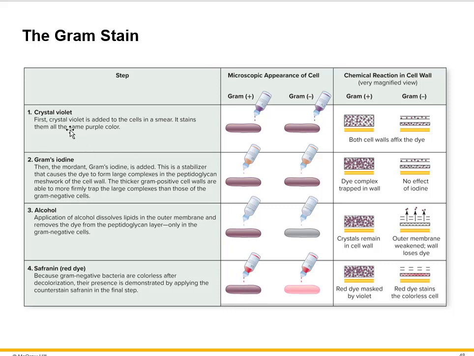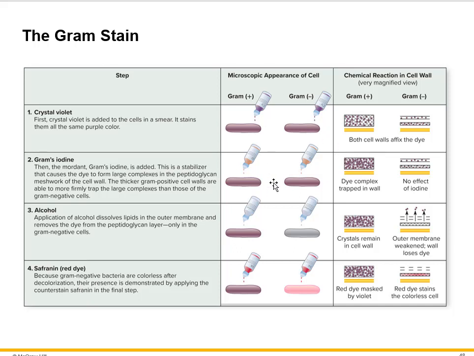So crystal violet, the primary dye; iodine is the mordant, which changes the shape of the dye and makes it larger and traps it in the cell wall. The alcohol is the decolorizer, and safranin is the secondary dye or the counter stain.